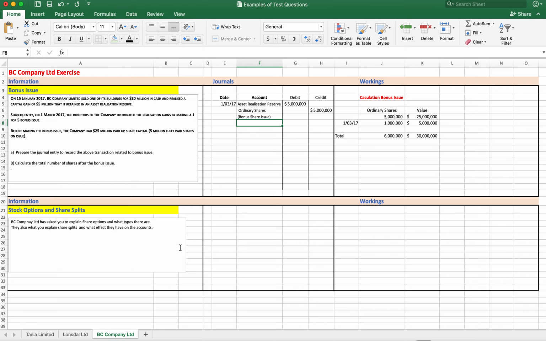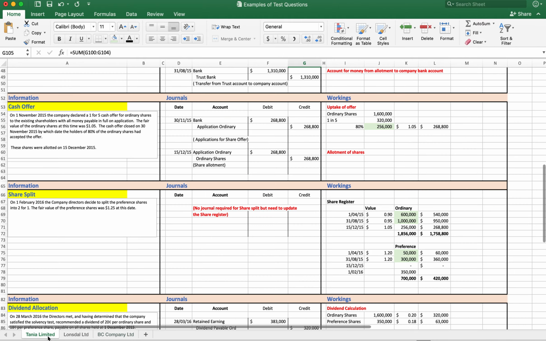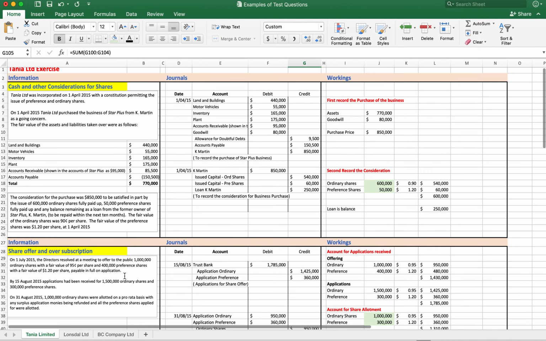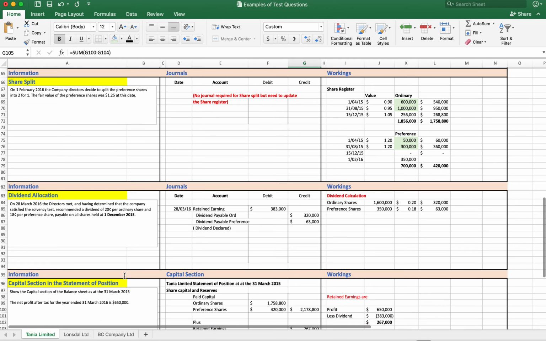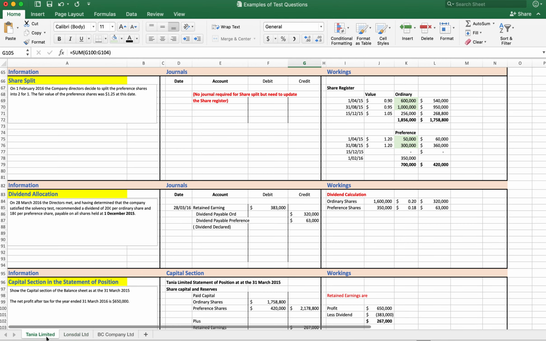So that's the final exercise, and that's BC Company Limited. So yeah, continue working back through these exercises till you're comfortable that you can do the transaction for each of these scenarios.